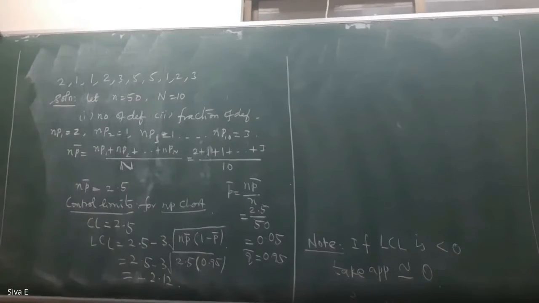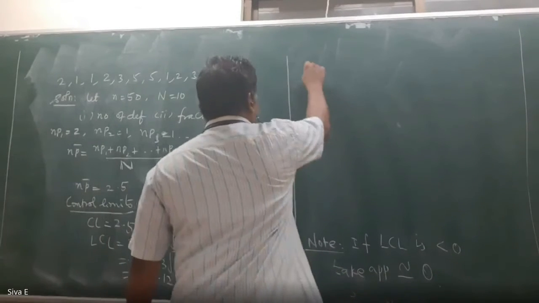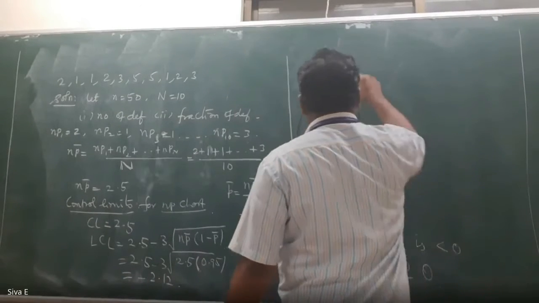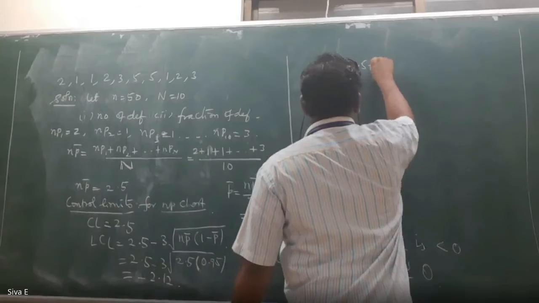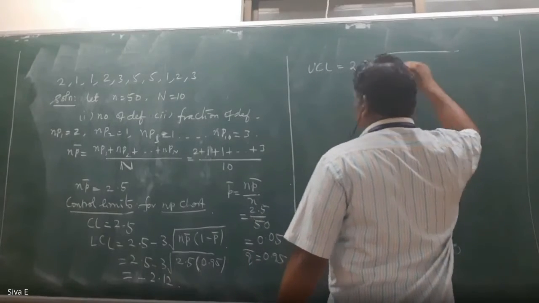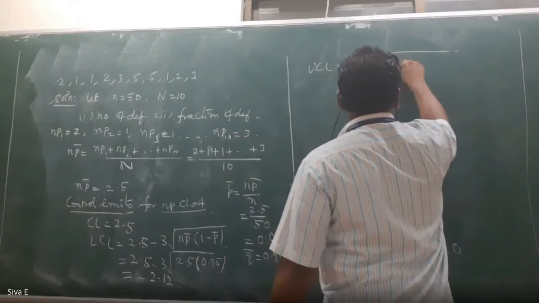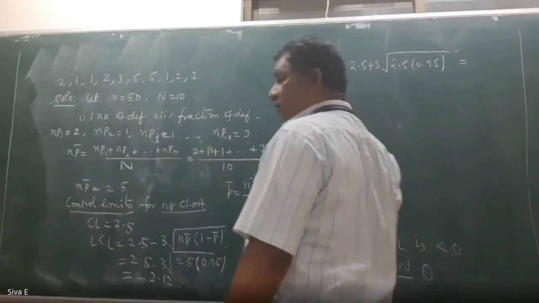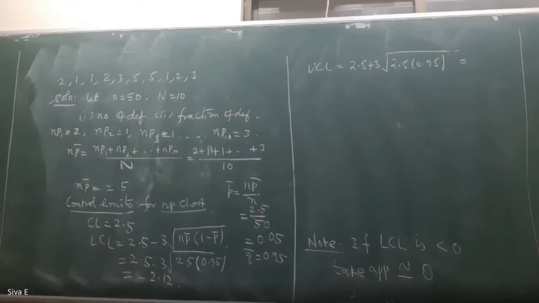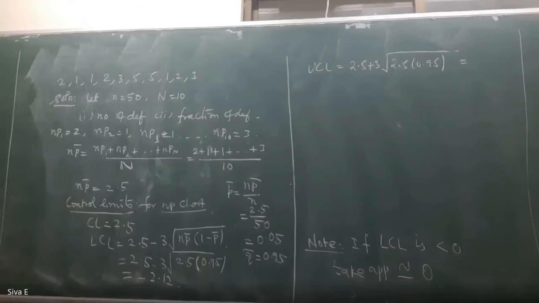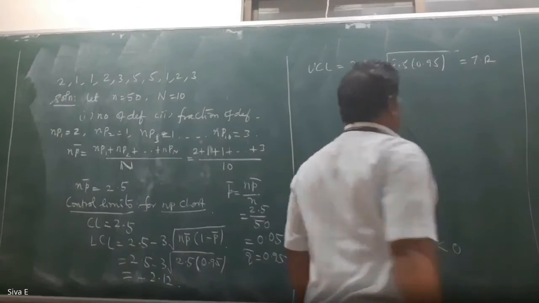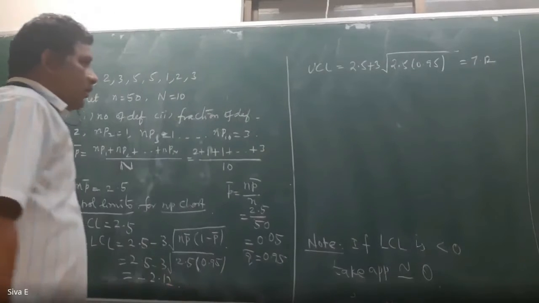UCL equal to 2.5 plus 3 into square root of 2.5 into 0.95, that is equal to 7.12. It is a very simple problem.